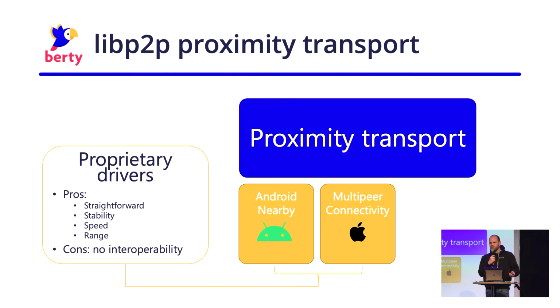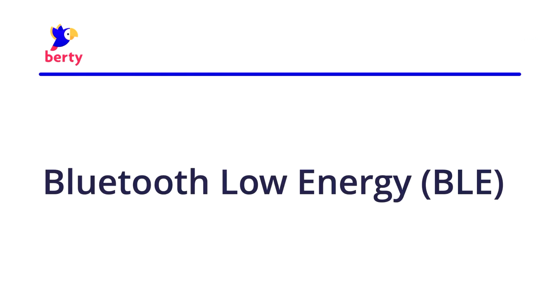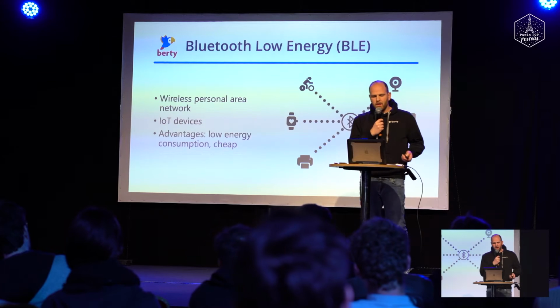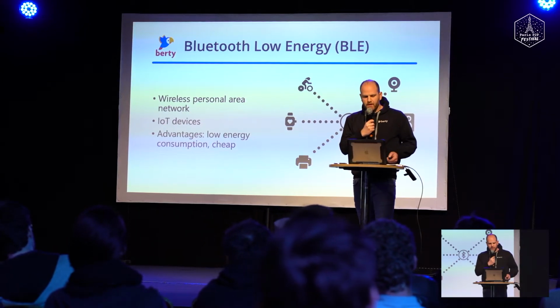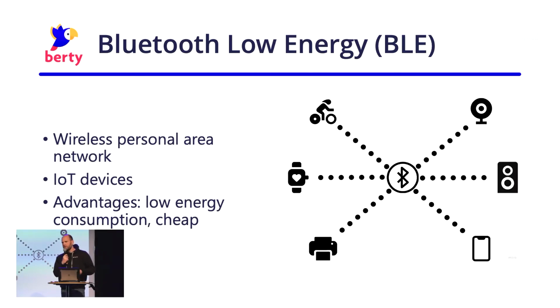And Berty uses two systems. So we need to create a new native driver over Bluetooth Low Energy to send data to each other. So what are the details? Bluetooth Low Energy is a wireless personal area network that is present in a lot of devices around us, like smart home, health, sport, and fitness devices. Its advantages are the low power consumption, as we saw before, and it's cheap.